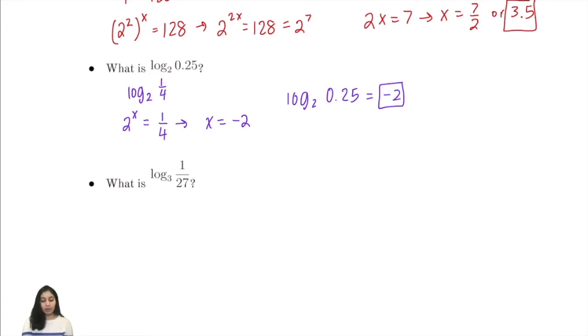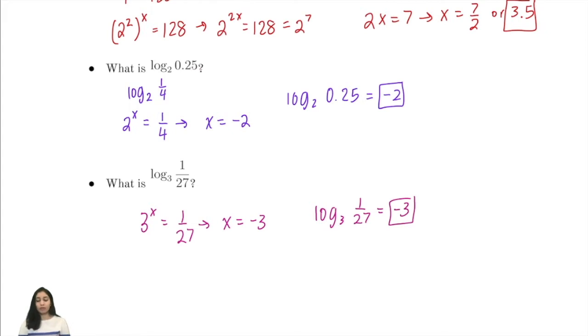We do the same thing as in the previous question, where we have 3 to the x is equal to 1 over 27, and we find that x must be equal to negative 3. And that tells us that log base 3 of 1 over 27 is negative 3. Now, this is going to be important for future problems. Log of any negative number, so for example, if we had log of negative 12, this is all undefined. So you can never have a negative number when you're taking a logarithm.